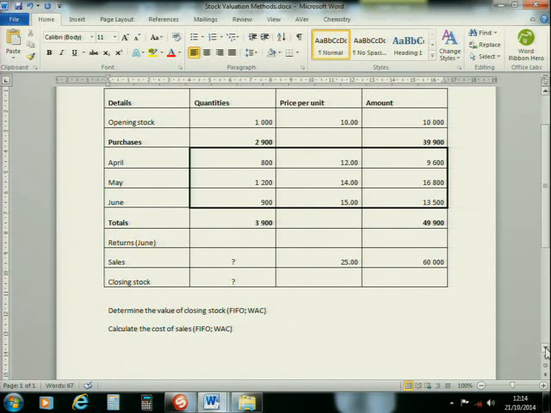Because we don't have time, I guess 5 minutes will do. 20 past we must be done. Work out the value of closing stock using FIFO. Work out the value of closing stock using weighted average, as well as the cost of sales using both. Okay, 5 minutes. Thank you very much.